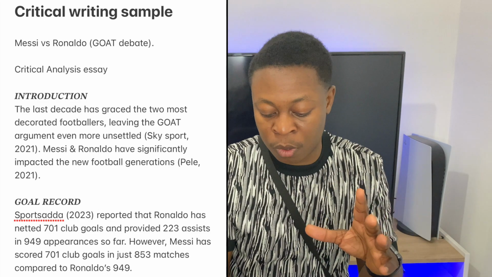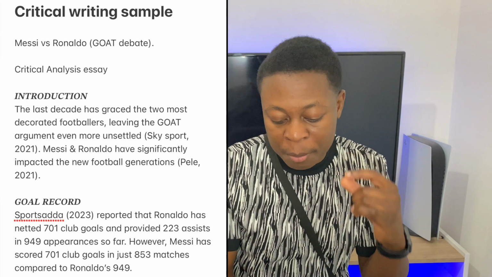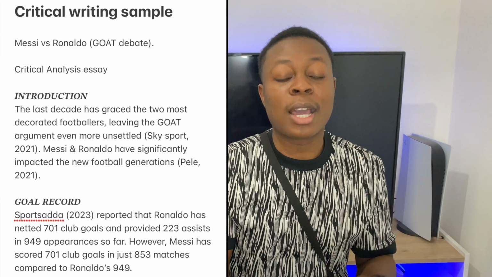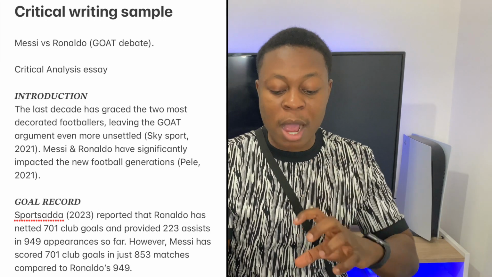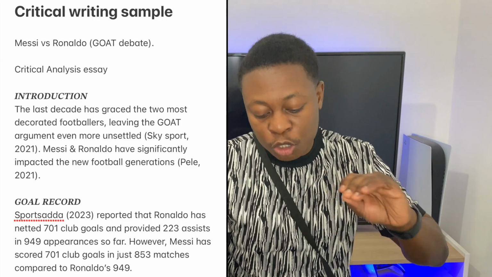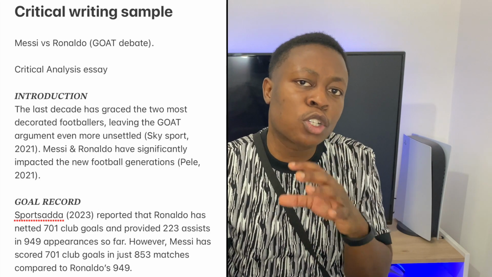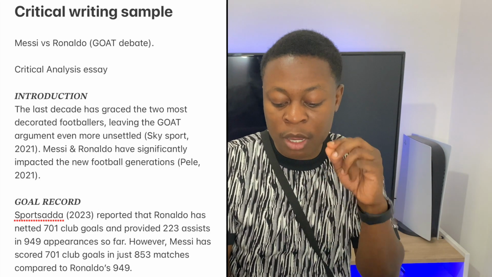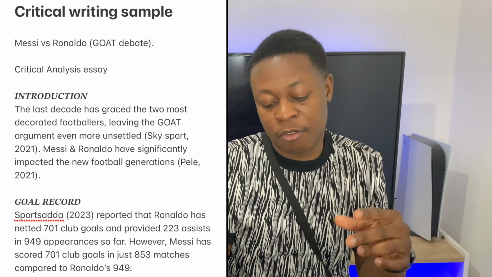Sky Sport 2021. Messi and Ronaldo have significantly impacted the new football generation. Pele 2021. Now look at it. This time talk about the metrics. Now before we actually make a conclusion, you can see the introduction, straight to the point. The introduction is structured in a way that even if you don't watch football, you understand that we're talking about the 2 of the greatest football players. We're talking about the impact they've made and of course how relevant they are.